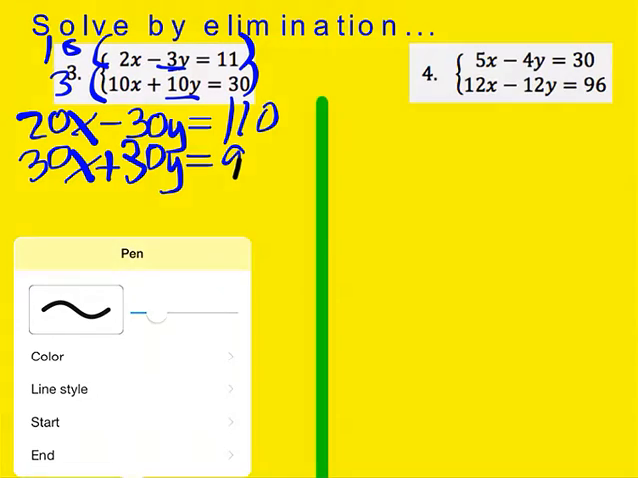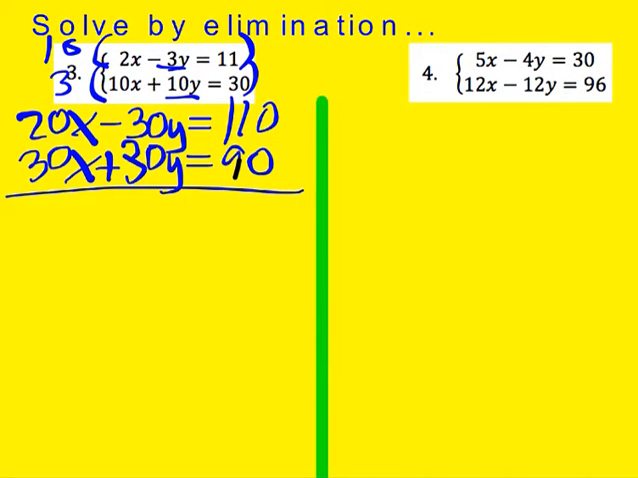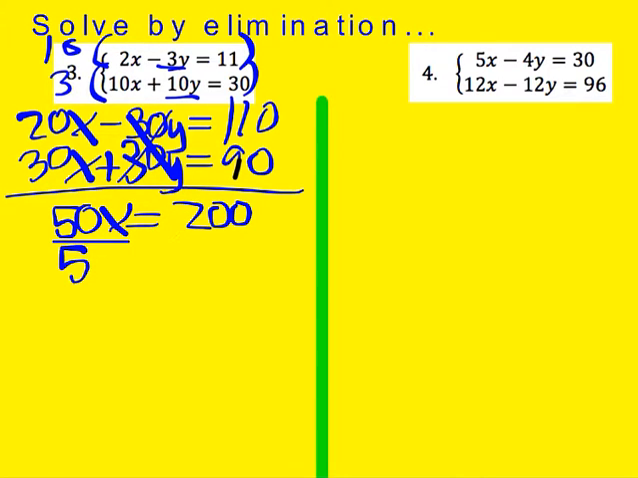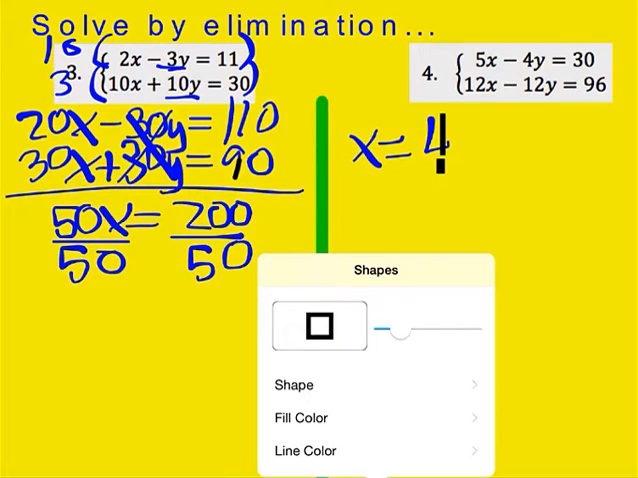So now I can go ahead and add down the columns because my y's will cancel out. So 20x plus 30x is going to give me 50x, and then 110 plus 90 is going to give me 200. So I'm going to divide both sides by 50, and I end up getting that x is equal to, and I'm just going to write that over here, so x is equal to 4.